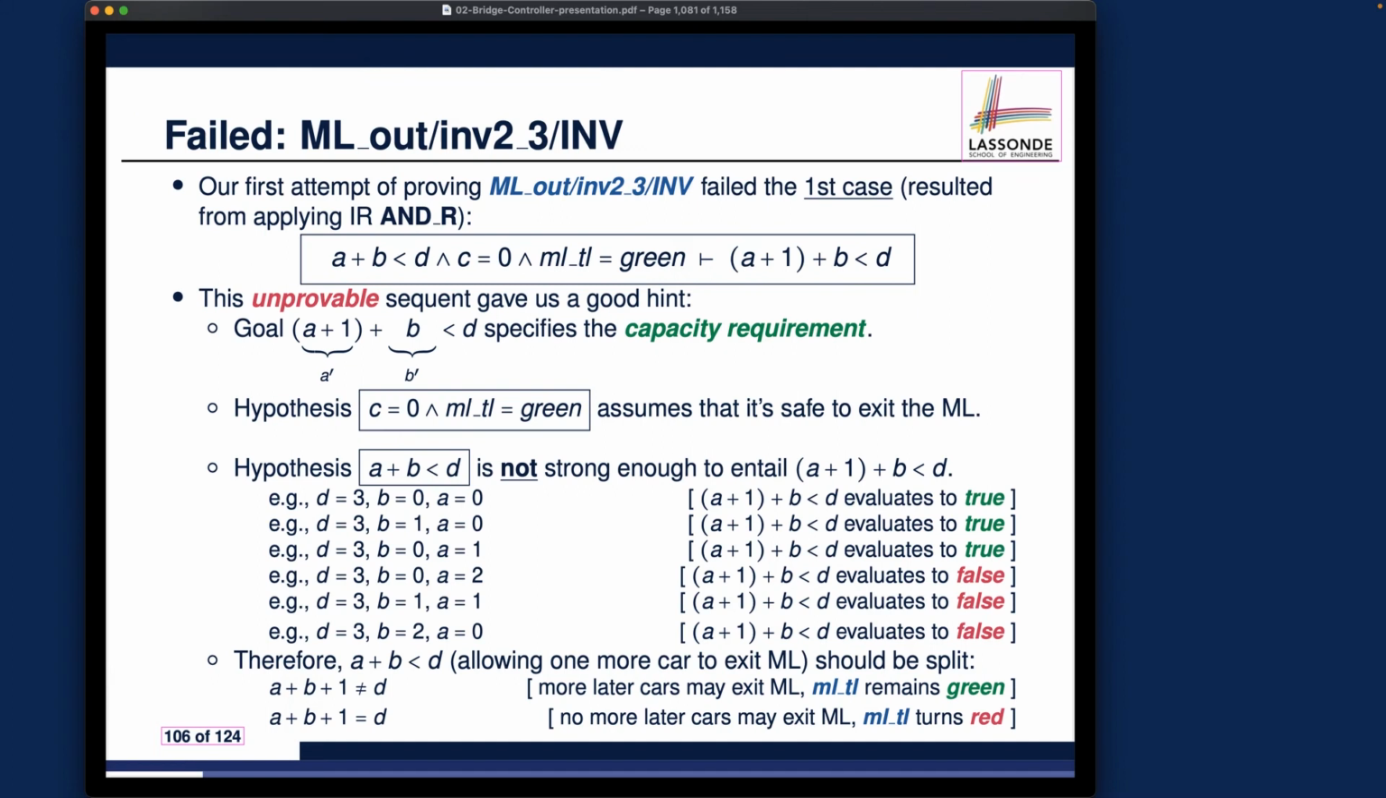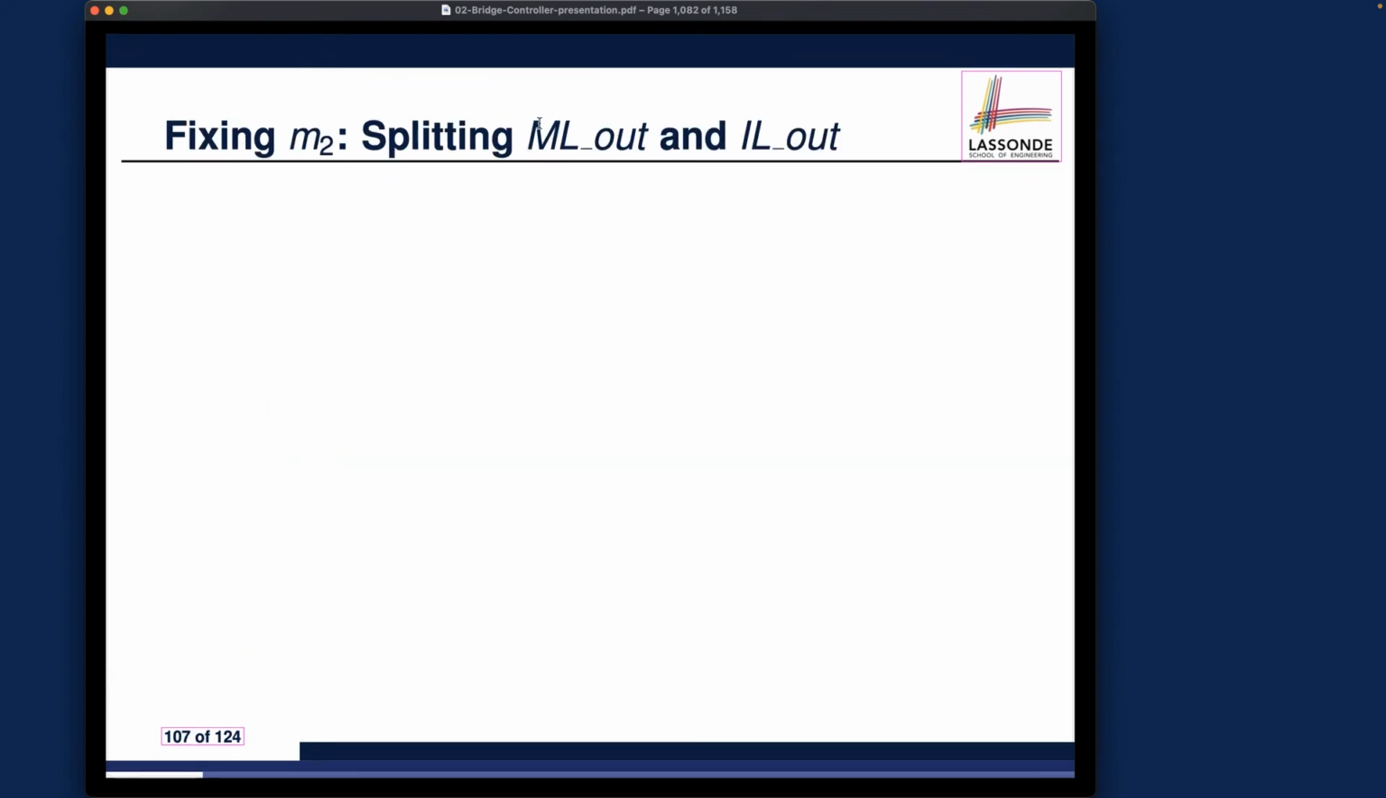Let's now see the fixes. And we want to split the event ML out according to the two cases that we spoke about. And similarly, we want to also split IO out based on the exercise that you're supposed to do. I'm going to give you some guidance as well. Okay, let's talk about ML out.